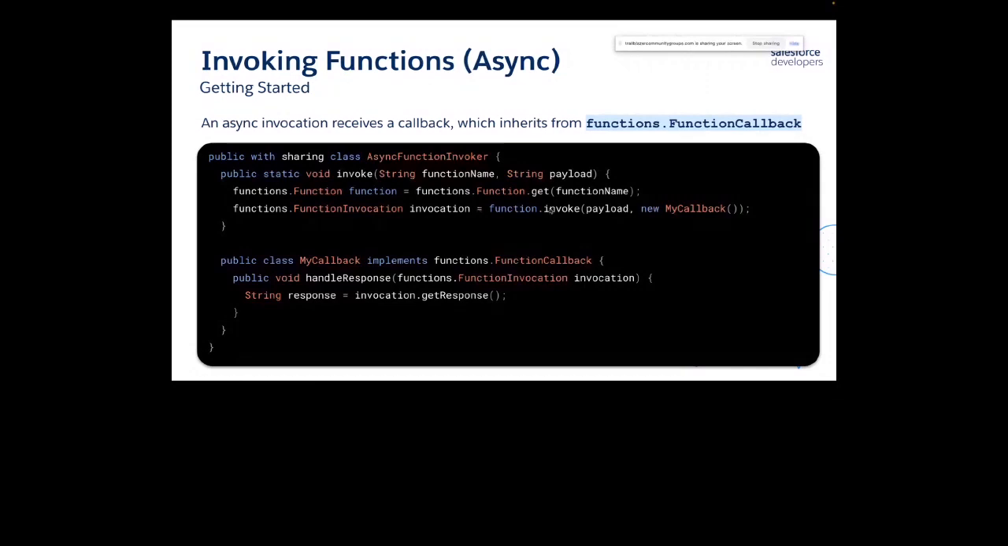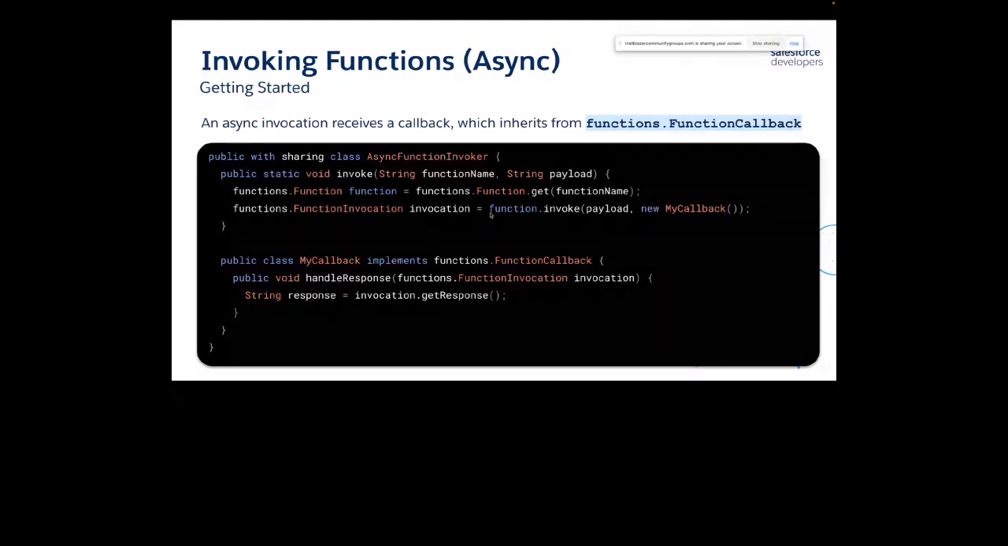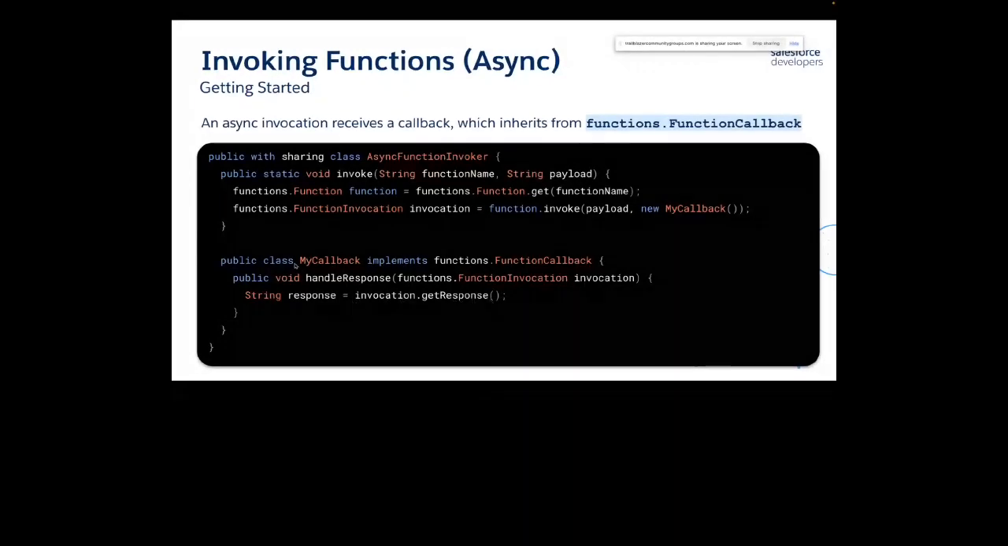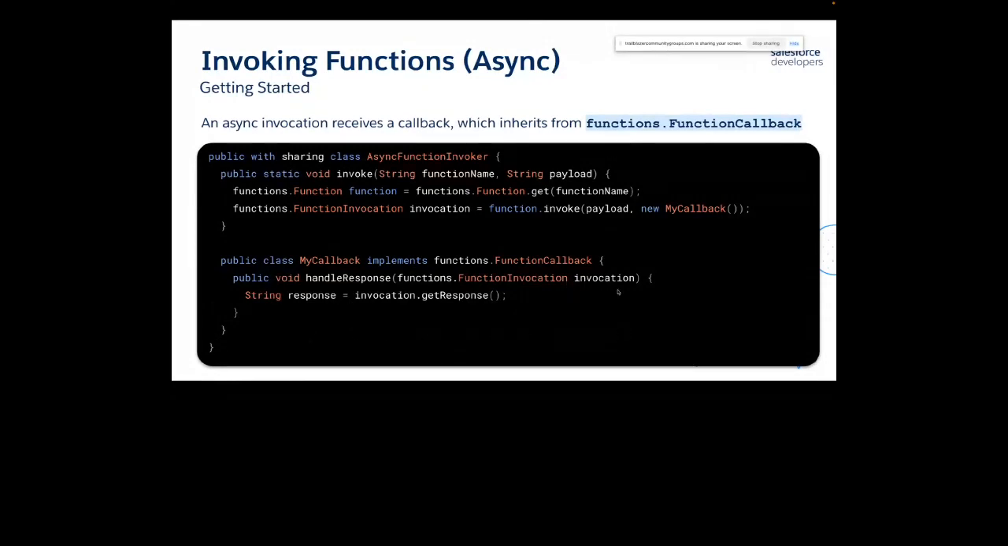Think of it to be like a future method. You invoke the function and there is a callback. Once the function finishes running, this callback is executed and your response is going to be available in this callback. This class, which is my callback, is the one that is executed asynchronously whenever a function finishes running. So these are the two ways in which you can invoke functions using Apex.